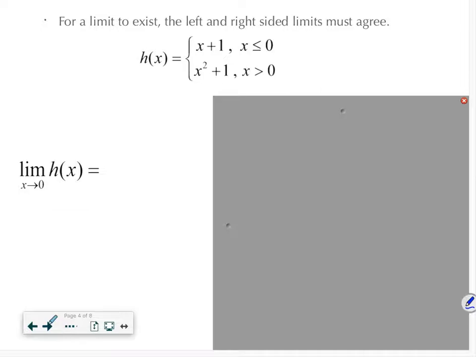Now write down this function. What kind of function is this? Piecewise function. Well, we all know how Turner feels about piecewise functions.